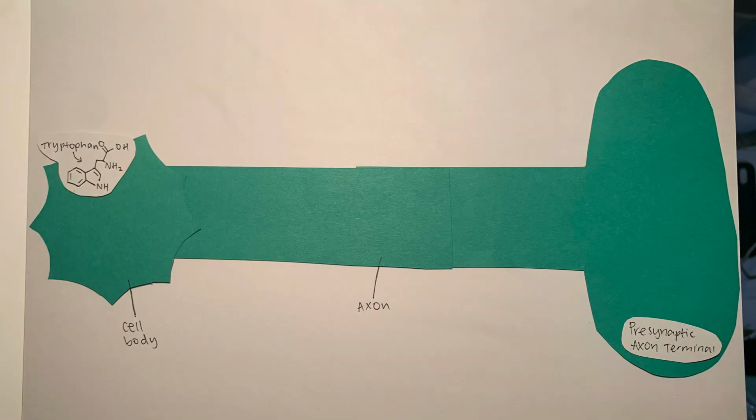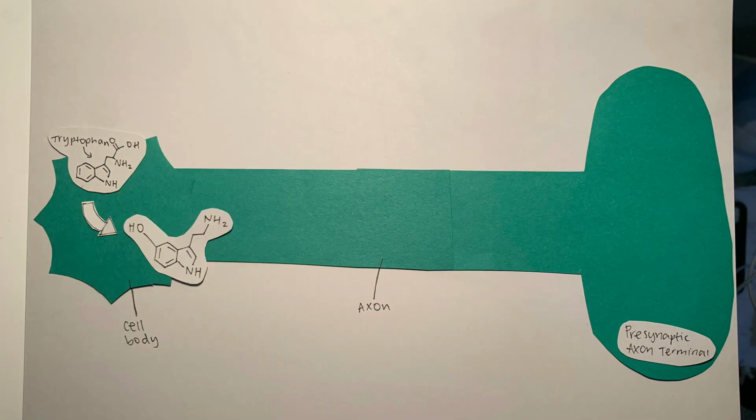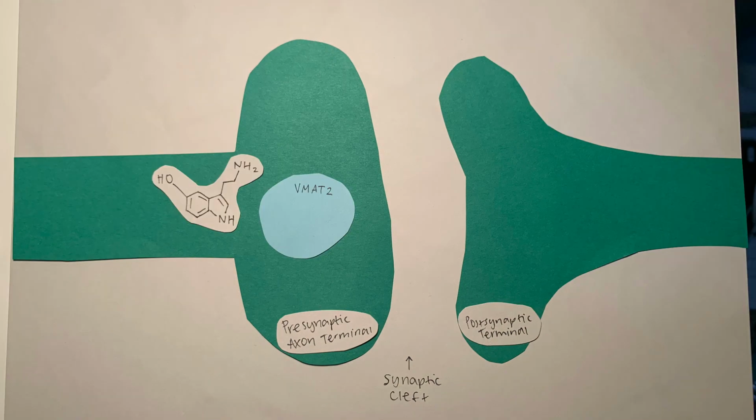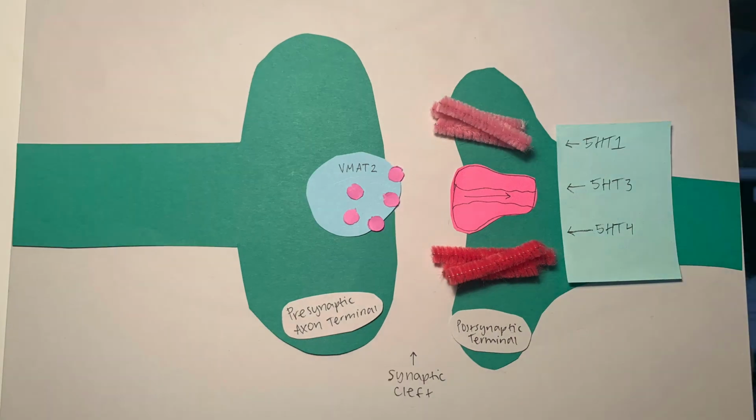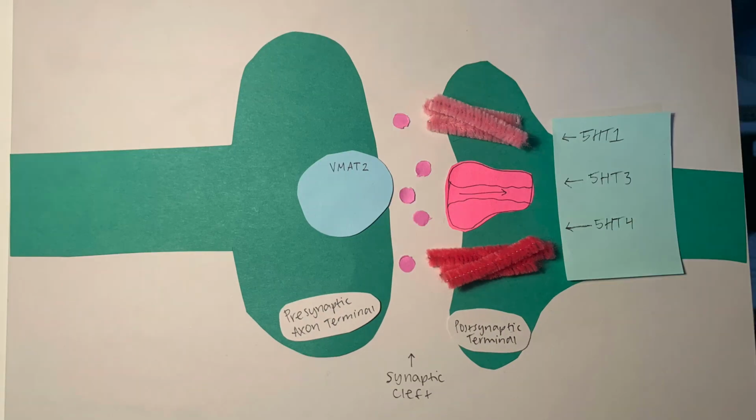Here, we see serotonin forming in cell bodies of serotonergic neurons, which are located in the raphe nucleus. The serotonin created from tryptophan then travels down the axon to the presynaptic axon terminal. Here, the serotonin is taken up by vesicular monoamine transporters, also known as VMAT2 in this case. It is carried and stored in the VMAT2 until a signal releases the serotonin into the synaptic cleft, or the gap between the two cells.